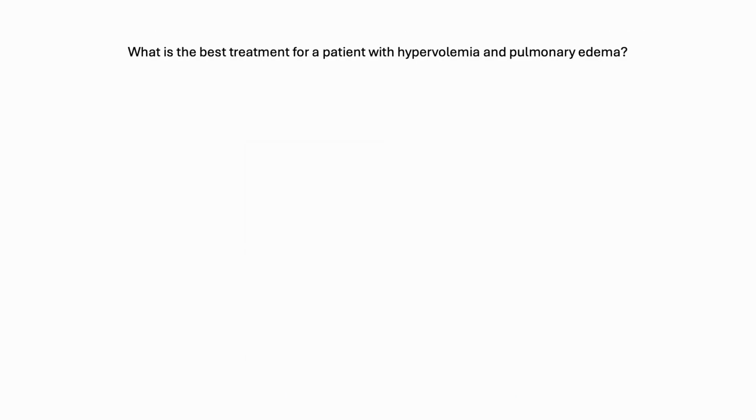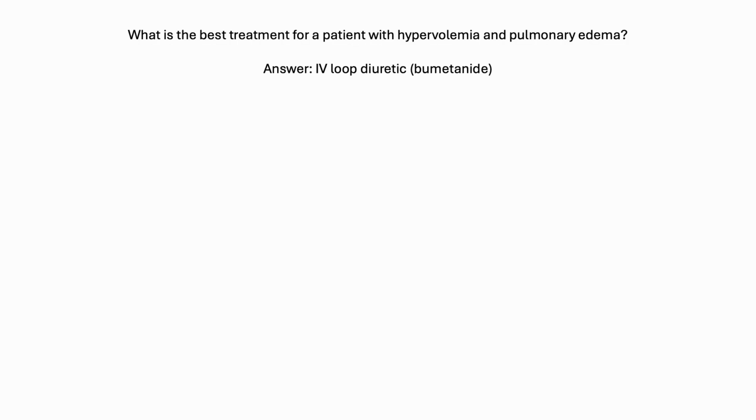What is the best treatment for a patient with hypovolemia and pulmonary edema? We're just going to go with a loop diuretic. Pretty straightforward. It makes sense. I have bumetanide here, but you can definitely use like Lasix, furosemide, anything like that for hypervolemic states.